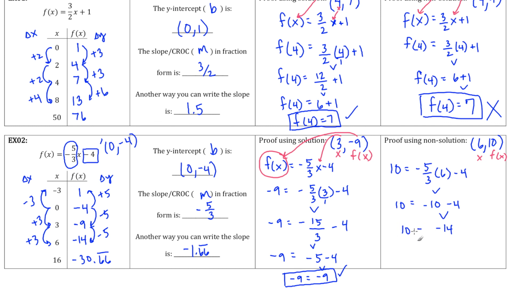I can make that whole thing. Ooh, I think I made it worse. Okay. 10 does not equal negative 14.